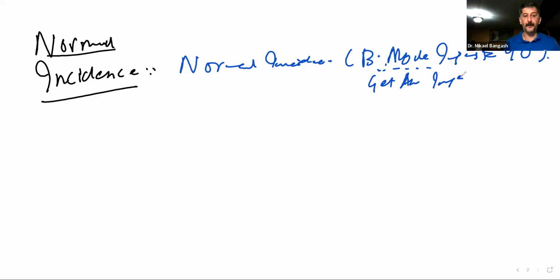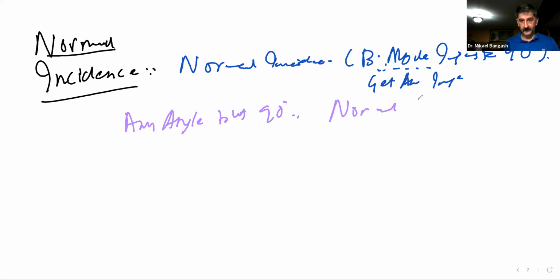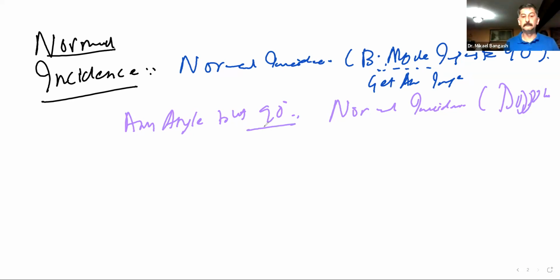But when we came to Doppler, we said that any angle but 90 degrees will be considered the normal incidence. Because what we mainly saw in the case of Doppler is that a 90-degree angle was going to give us a 0 Doppler shift.